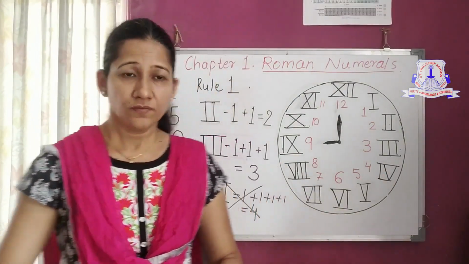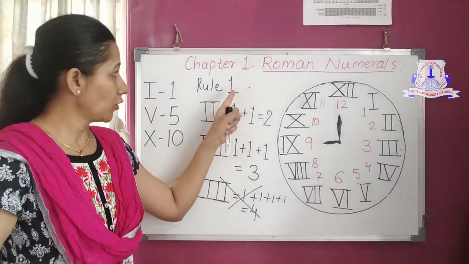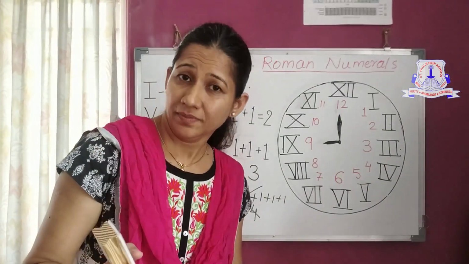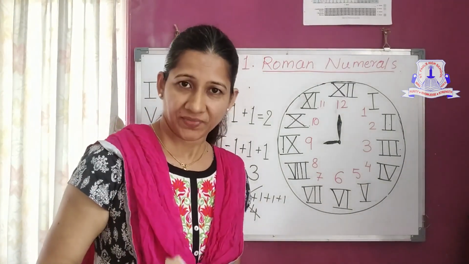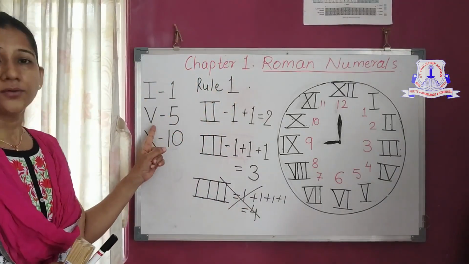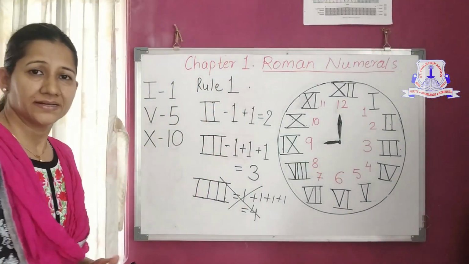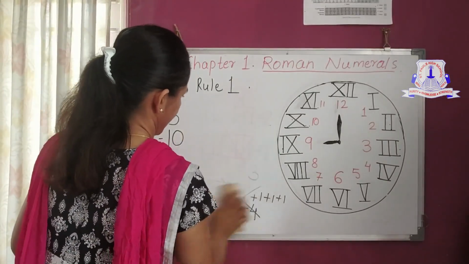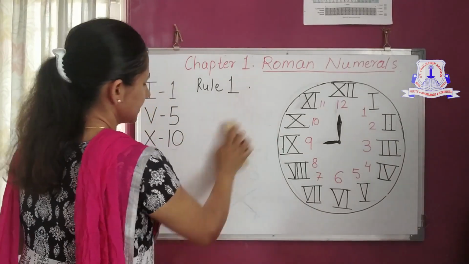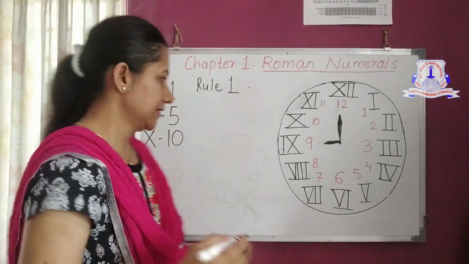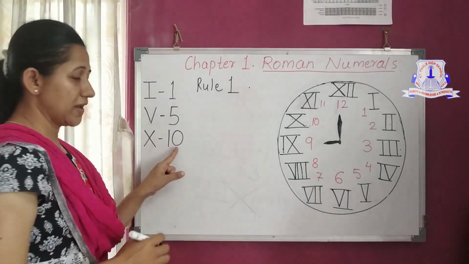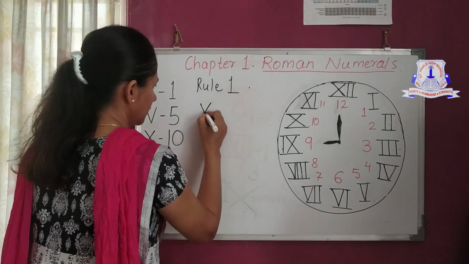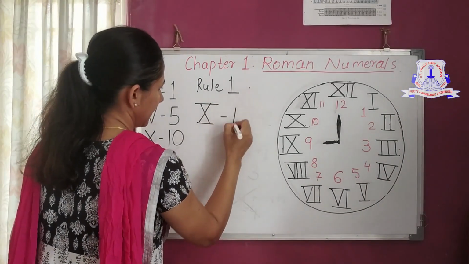So this we spoke about letter I for rule 1. This will be similar for letter X also, but not for letter V. So let's talk about letter X now. Just as I mentioned, students, letter X is used to represent number 10. So one letter X will represent number 10.